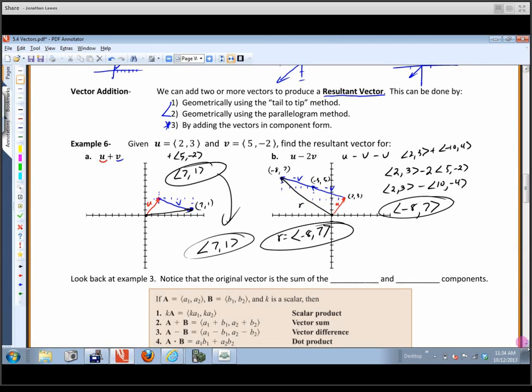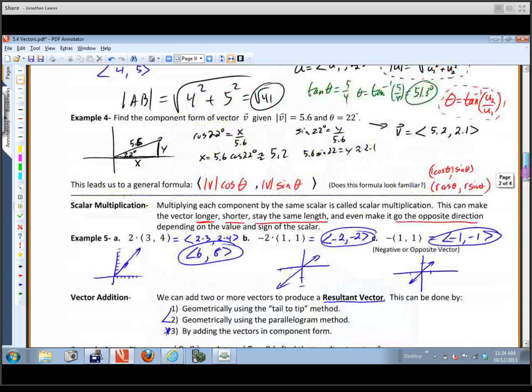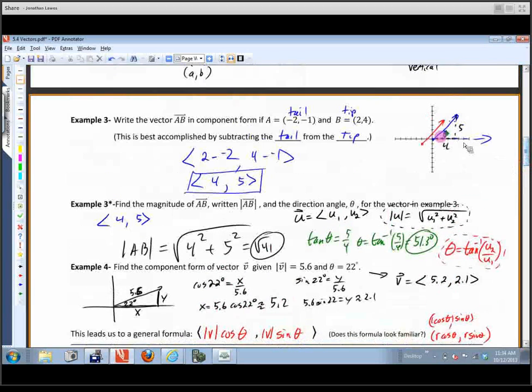So again, let's go back here and take a look at example 3. It says, notice that the original vector is the sum of the horizontal and vertical components. So let's go back and look at example 3. So this one right here. Again, I went 4 units this way and 5 units that way. So I literally took this vector that was (4, 0), and this vector that didn't go right or left, just went up 5, and we can add the two of those together.